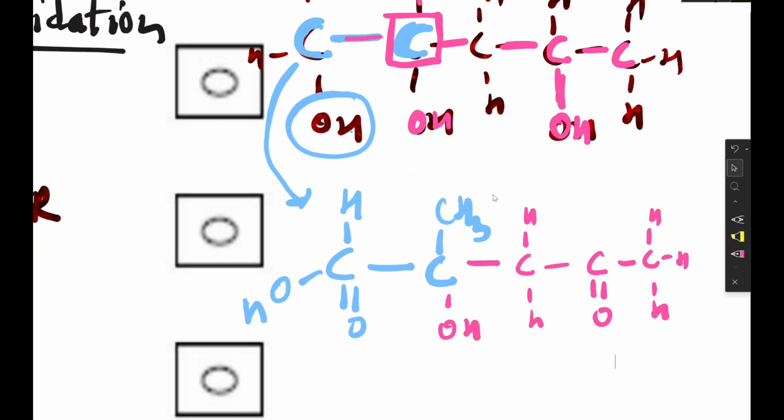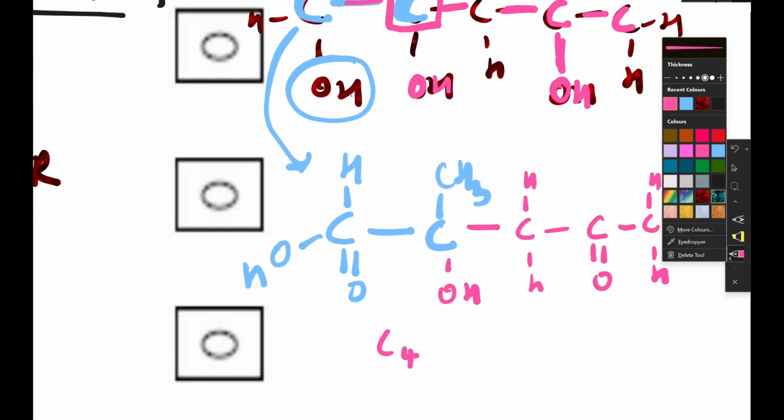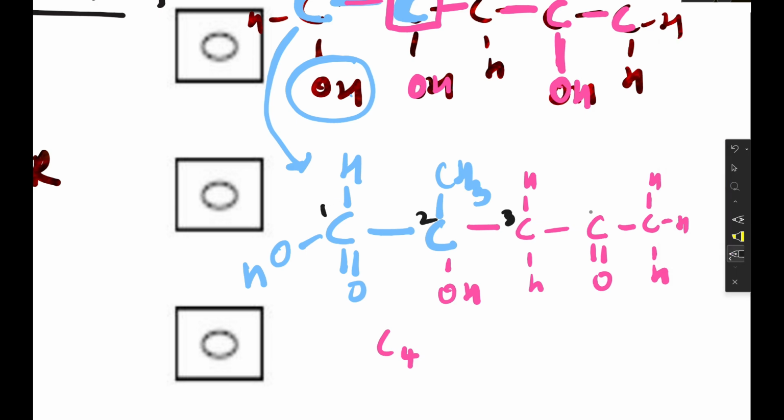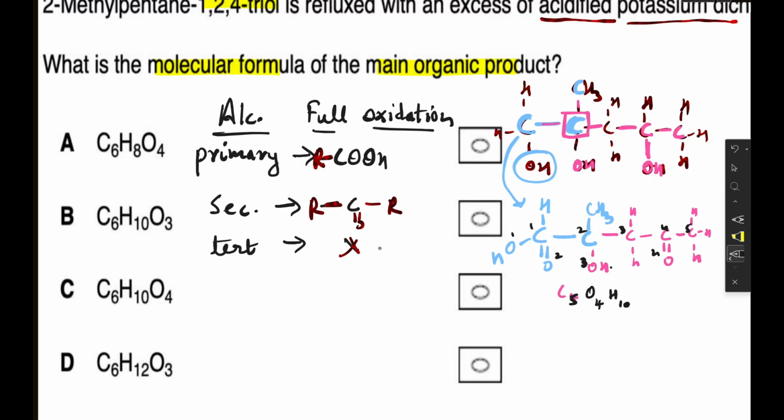Now, if you count each carbon atom, I just count it quickly with you: 1, 2, 3, 4, 5, 5 carbon atoms. And I have in total 1, 2, 3, 4 oxygen, so oxygen 4, and the number of hydrogen you will end up having is 10. So the right answer is C₆H₁₀O₄.